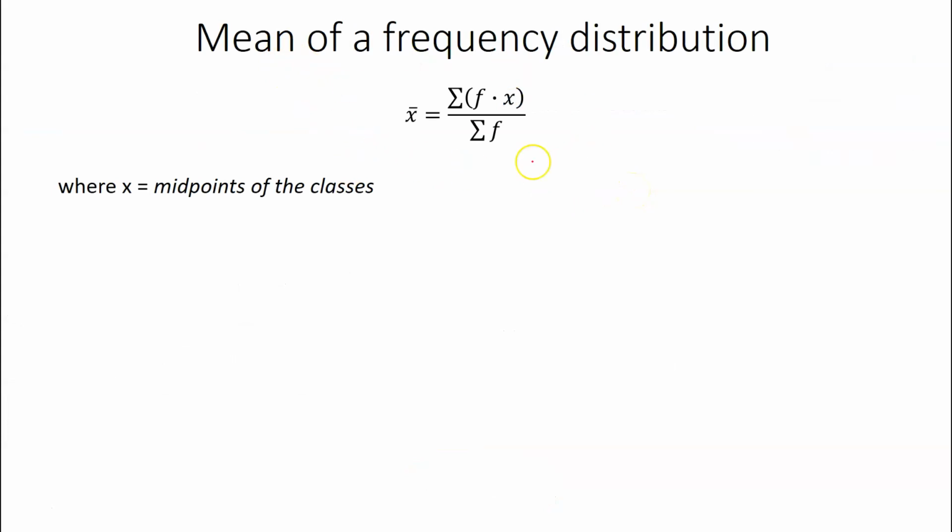The mean of a frequency distribution, this is where it actually is going to look pretty much just like those expected value problems. To get the mean of a frequency distribution, you're going to take the frequency, how often it shows up, which is its probability, times the value, divided by the sum of the frequencies.